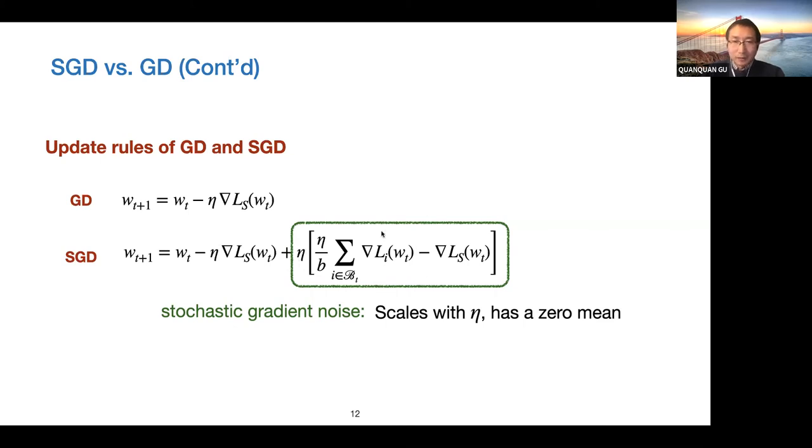Since the stochastic gradient is an unbiased estimator of the full gradient, it's easy to see that if we consider this as noise, then this noise will have zero mean. Because if you take the conditional expectation, conditional on WT, then this term will equal zero. So this is a zero mean noise.